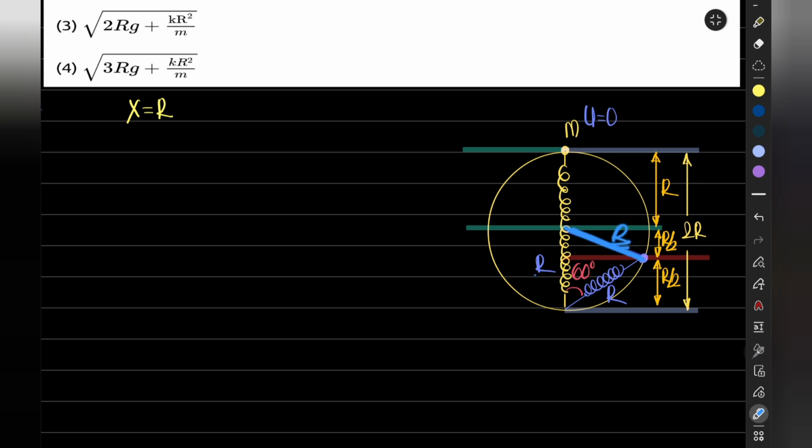Now this one is r, this one is r, and this one is r. All sides seem equal, so it will be an equilateral triangle. That's why I have taken this as 60 degrees. This one will be 60, this one will be 60, this one will also be 60. Okay, now one more thing, listen.